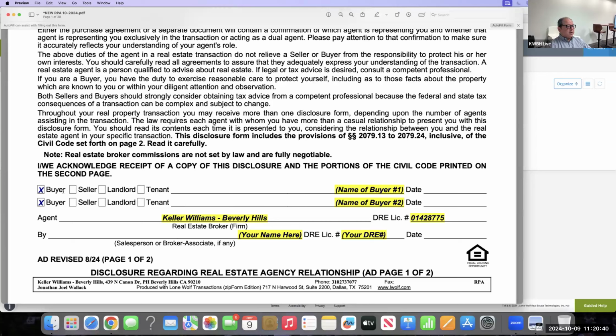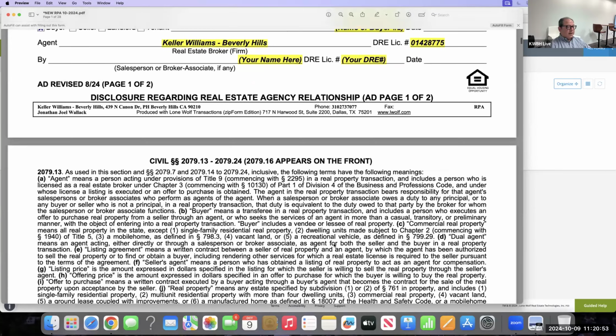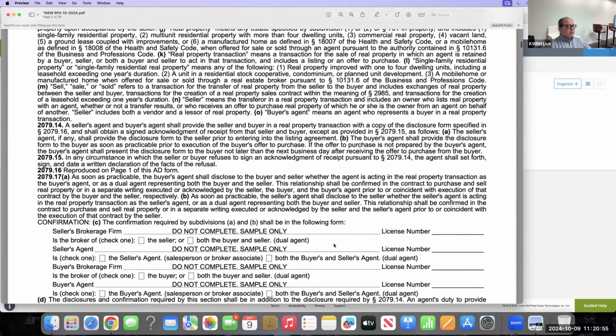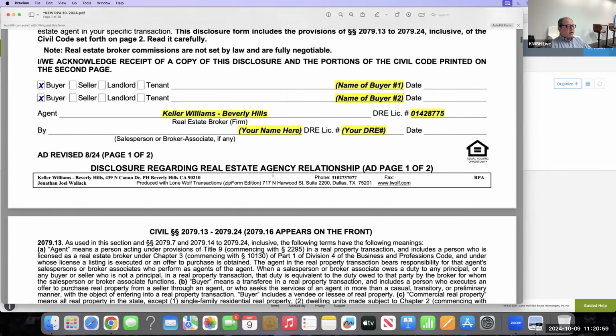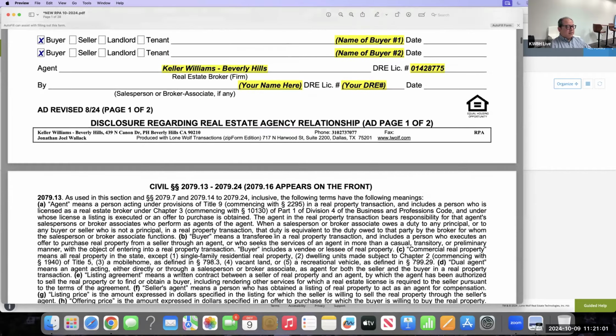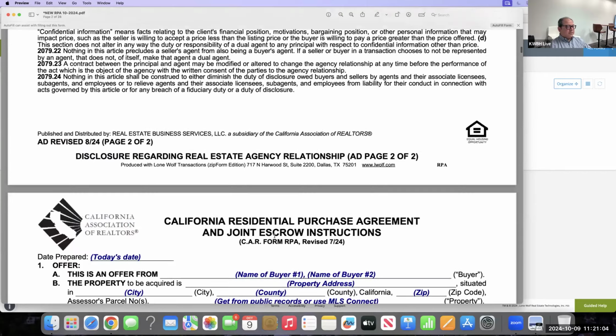All right, so you're just going to check buyer. You'll put your buyer's name. The agent is the broker, that's Keller Williams Beverly Hills. Here's our office's DRE number. You'll put your name and your DRE number. This civil code on page 2 is just the law saying that agency has to be provided and what needs to be on this. Okay, that's it.